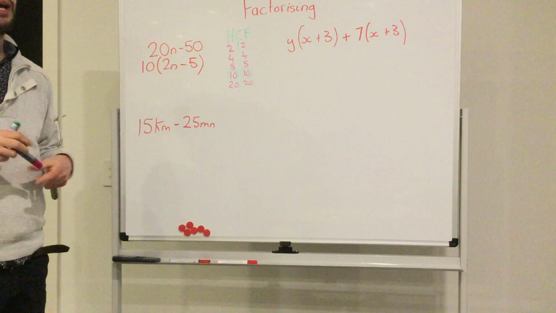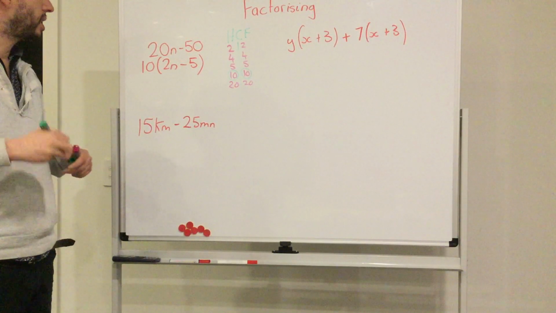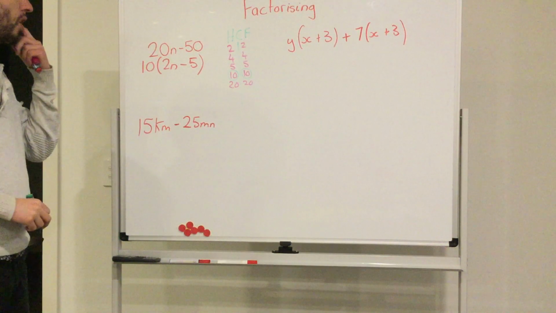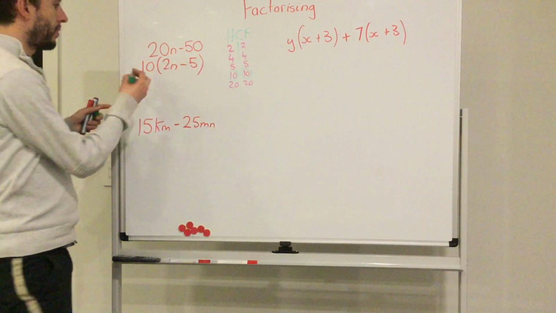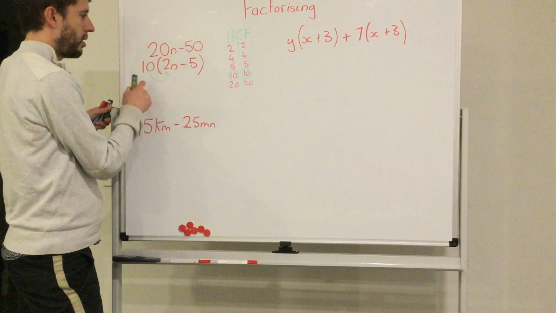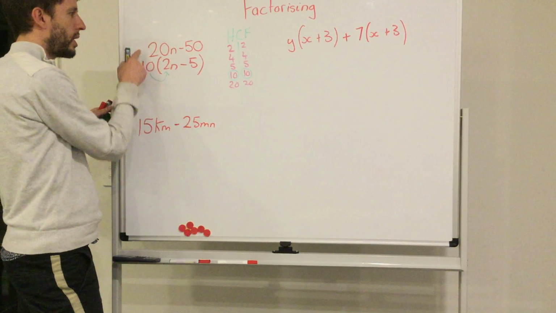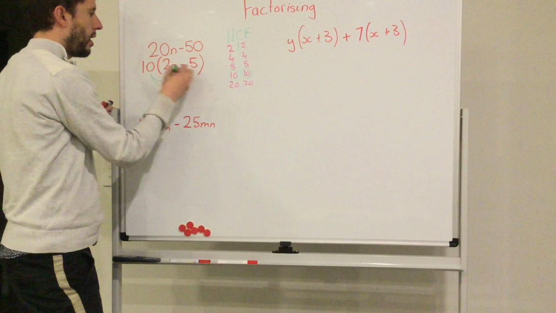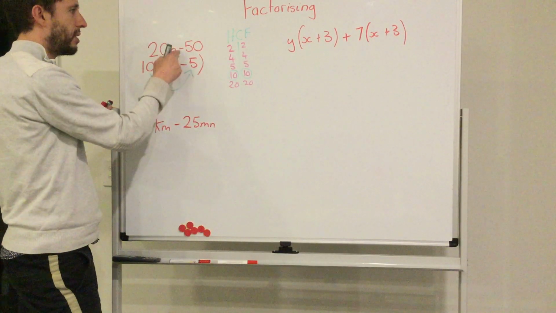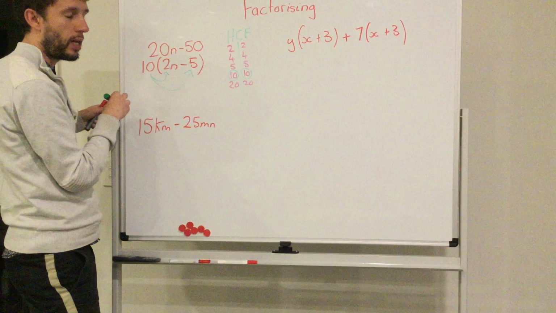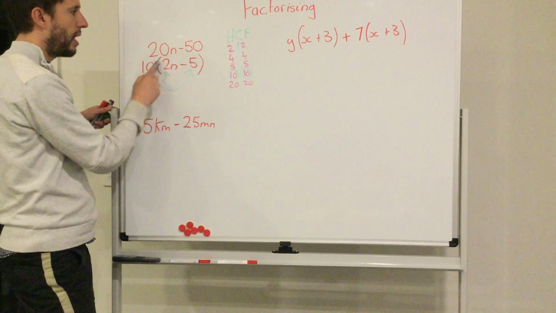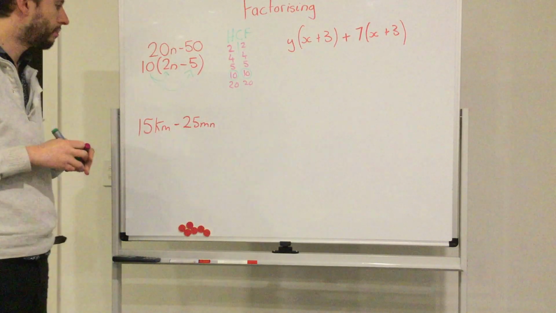I can double check that quickly by thinking about my understanding of expanding. This 10 times by everything in the bracket: 10 times 2n is 20n, 10 times negative 5 is negative, because a positive and negative is a negative, and 5 times 10 is 50. So there we have it.